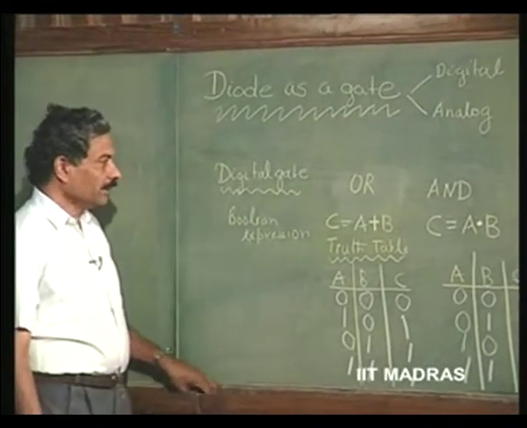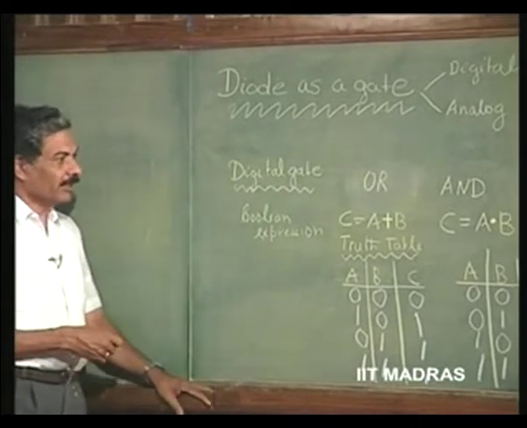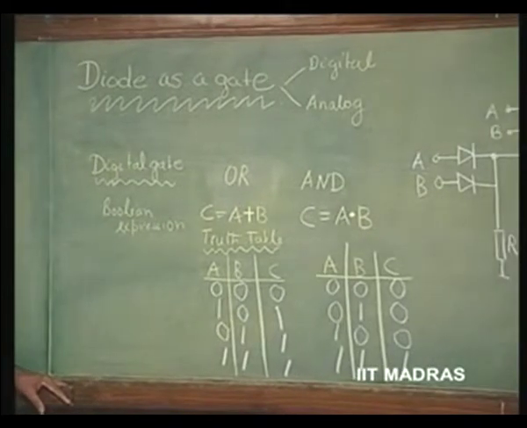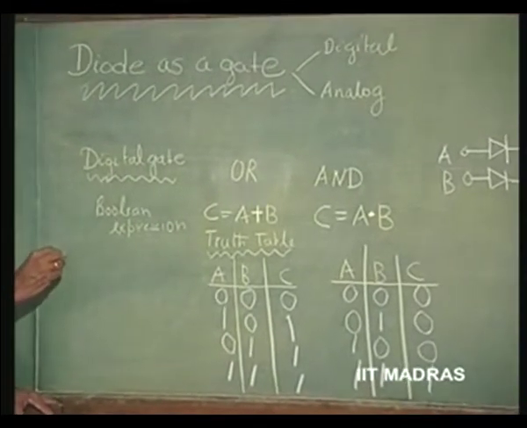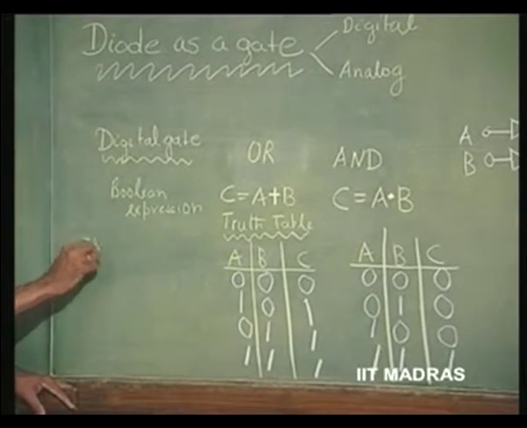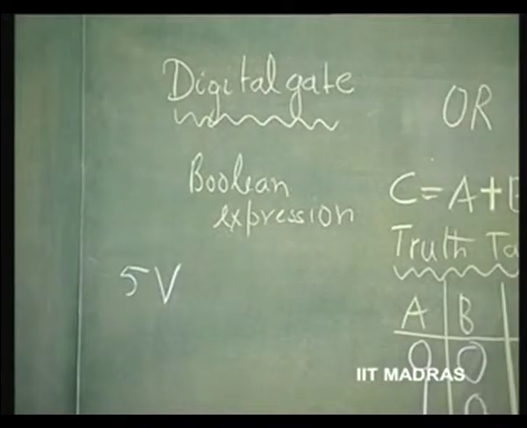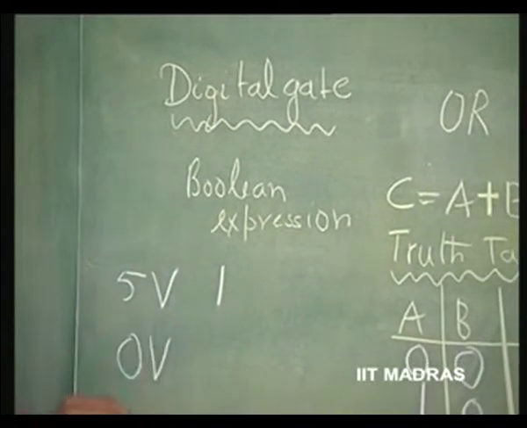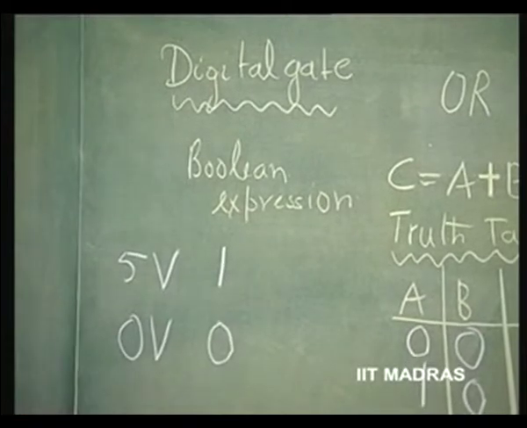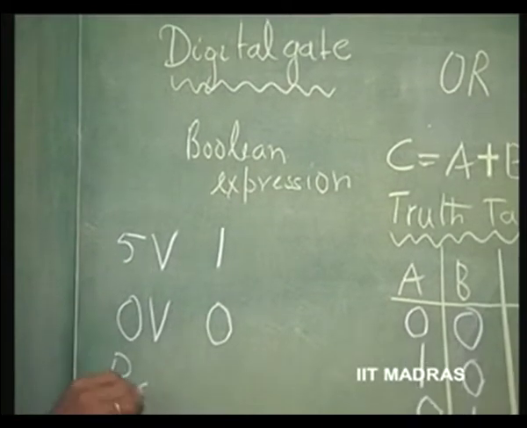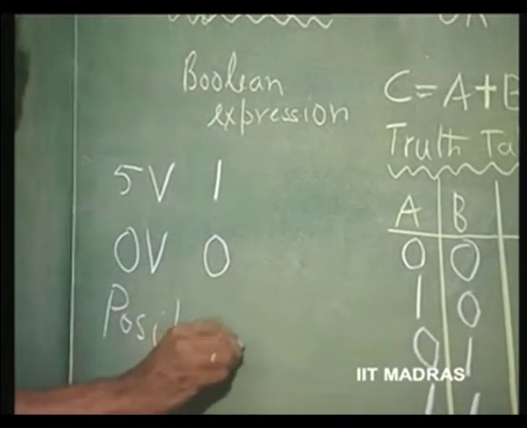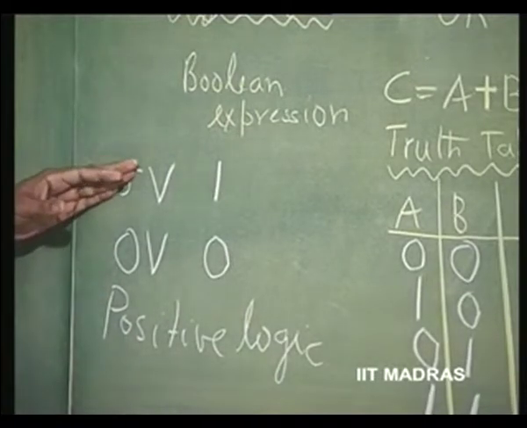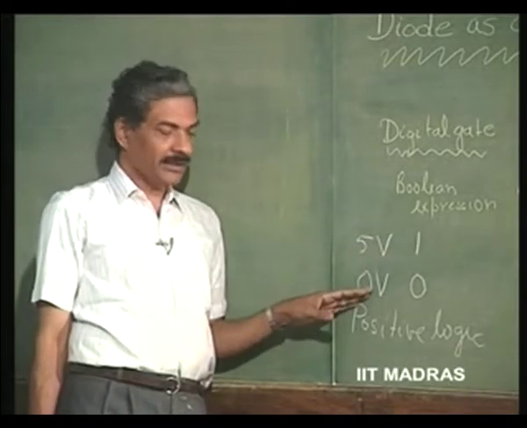Now, what is this? You must have been already exposed to some basics in digital circuits. We know that I can designate, let us say 5 volts as a voltage level corresponding to digital 1 and 0 volts corresponding to digital 0. This is called positive logic. I can assign higher voltage as digital 1 and lower voltage as digital 0.